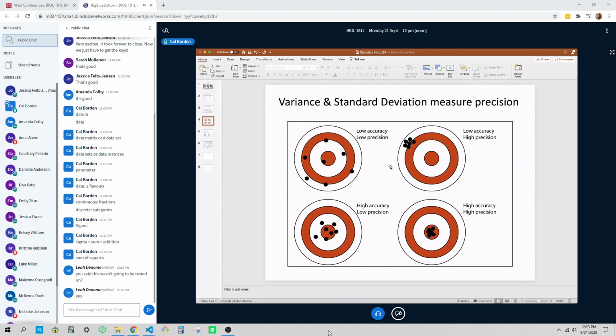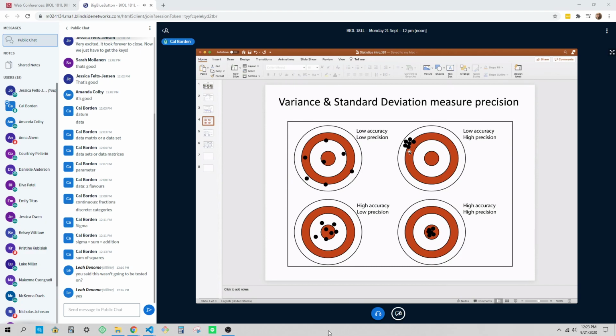So, depending on if your values are precise or not, we can visualize this on a dartboard. So here, let's start in the upper right-hand corner. These black dots are all your data points that you measured in the lab, and you'll see that they're tightly clustered. So this particular group of data points have very high precision. There's very little variation. There's very little distance between the data points.